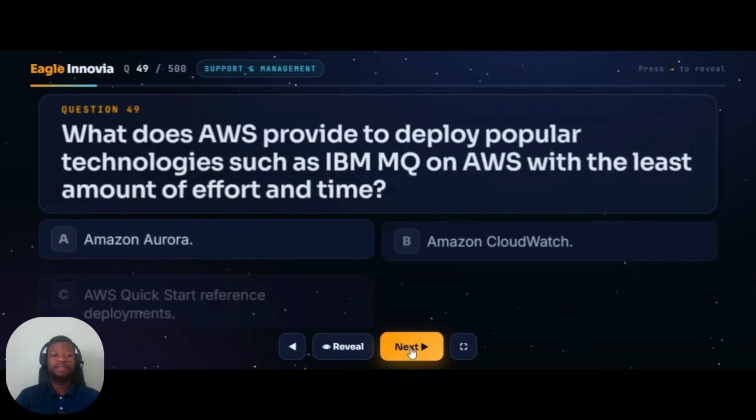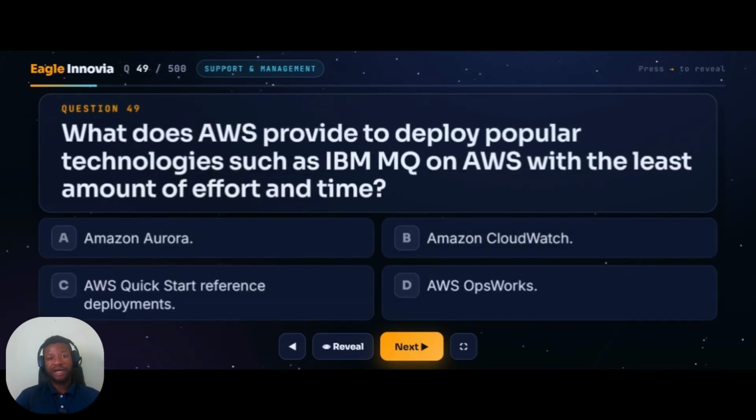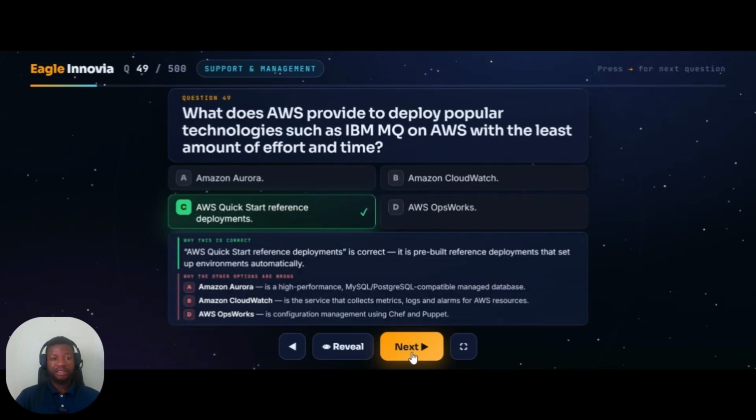Question number 49. What does AWS provide to deploy popular technologies such as IBM MQ on AWS with the least amount of effort and time? A. Amazon Aurora. B. Amazon CloudWatch. C. AWS Quick Start Reference Deployment. D. AWS OpsWorks. The correct answer is C, AWS Quick Start Reference Deployment. It is a pre-built reference deployment that sets up environments automatically.